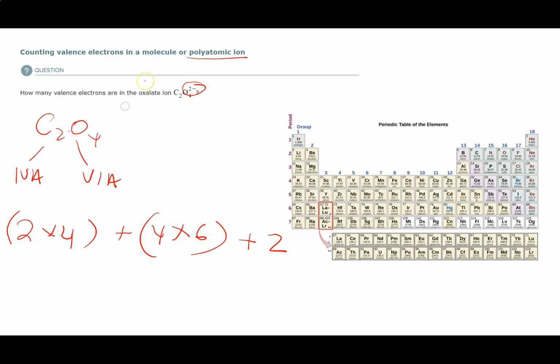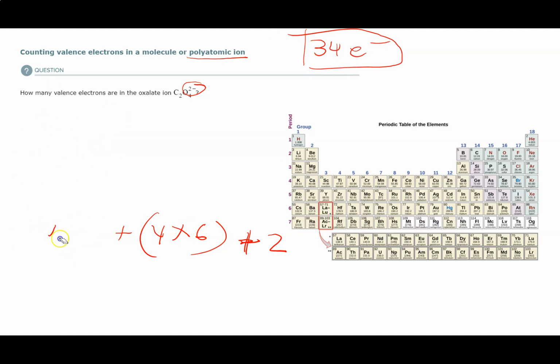Now, if this was a positive charge, say plus 2, then we'd be subtracting 2 electrons, but it's not. It's a negative charge, right? So we've got to make sure that we add in 2 extra electrons. So we've got 8 plus 24 gives me 32, and then we've got another 2, so that gives me 34 electrons. Okay, so that's step 1 done. All this question asked was how many valence electrons are there, and the only thing that's a little tricky about this is we have to add in an extra 2 for the charge.